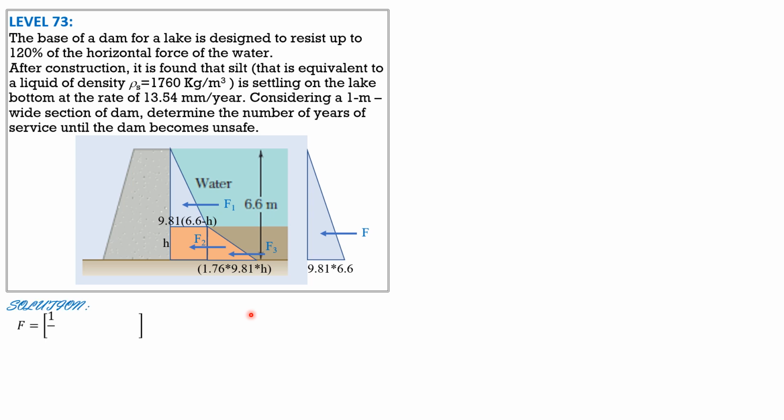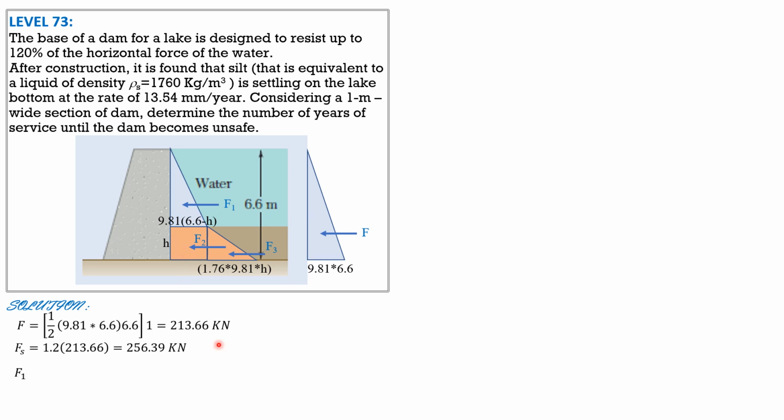So F is the volume, 1 half of 9.81 times 6.6 times 6.6 times 1, so 213.66 kilonewtons. With the presence of silt, the force should be 1.2 of 213.66, which is equal to 256.39 kilonewtons. And the components would be F1, F2, and F3, which are functions of H, the thickness of the silt, and we equate their sum to this, then hopefully solve for H.